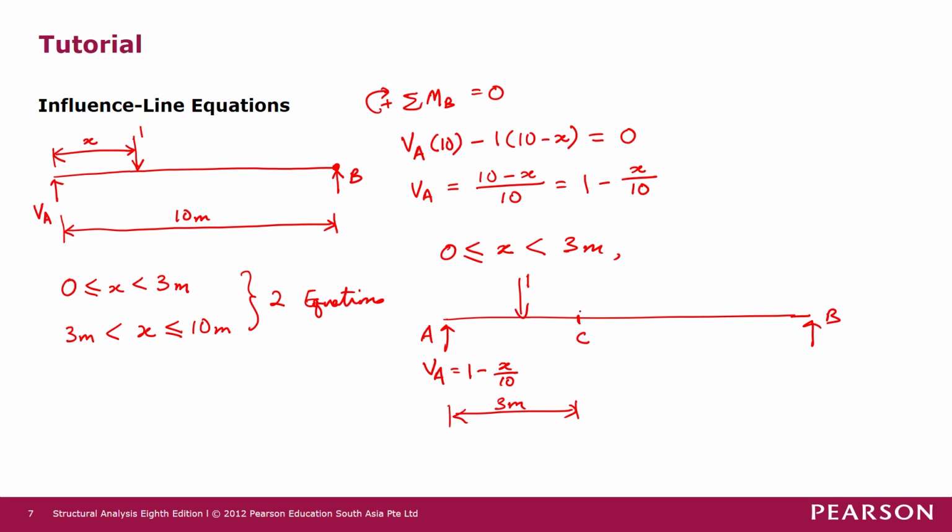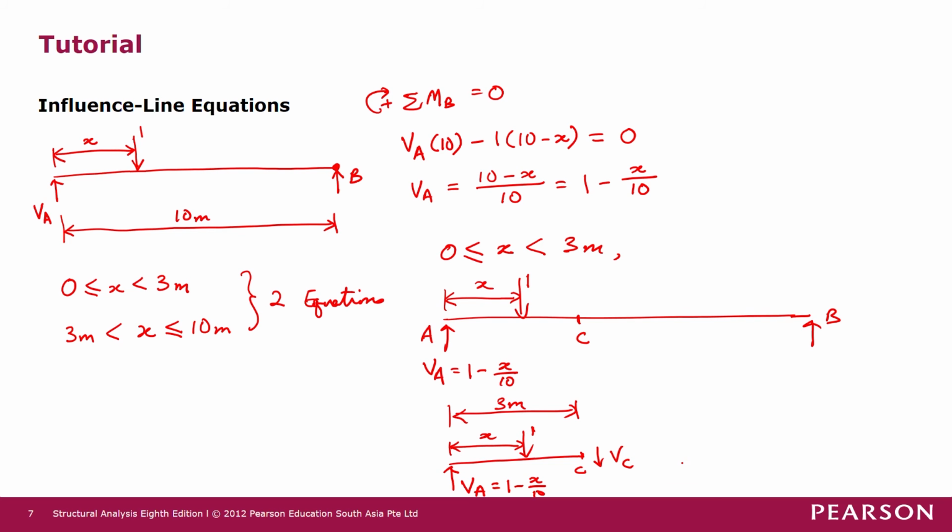So in this case, if we cut across joint C there, we know that VA equals 1 minus x over 10, right? The 1 unit force is here, so this is x. This is joint C, so we have VC there, and this is the 1 unit force there.